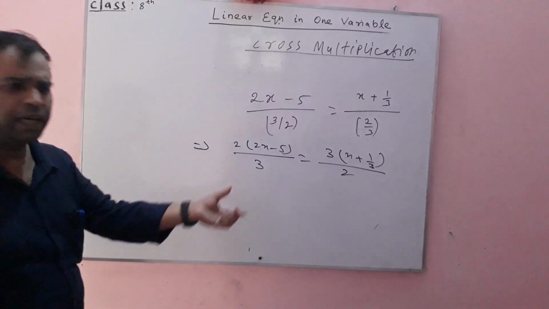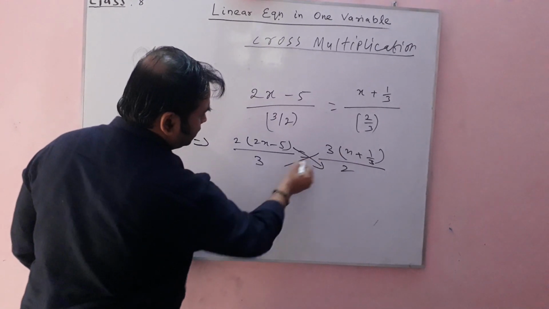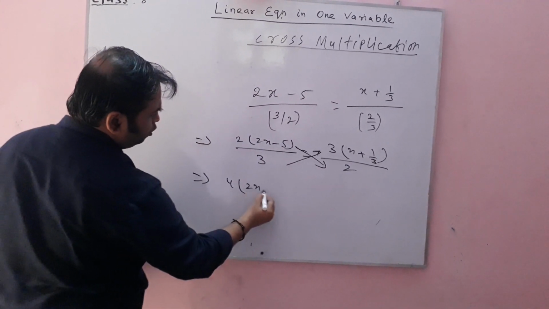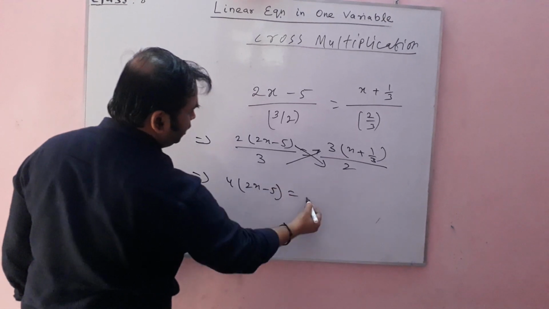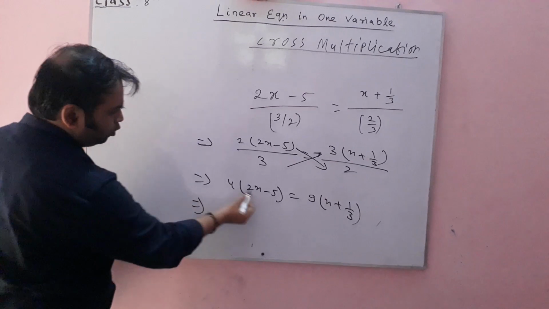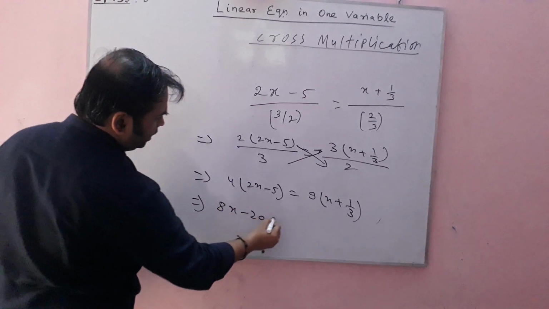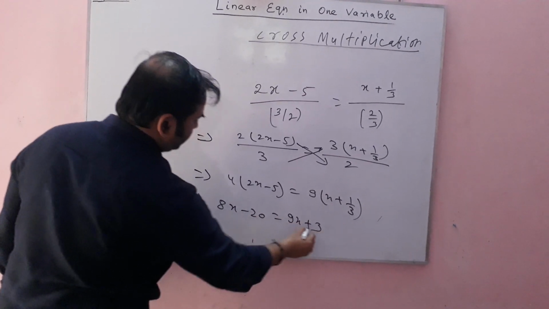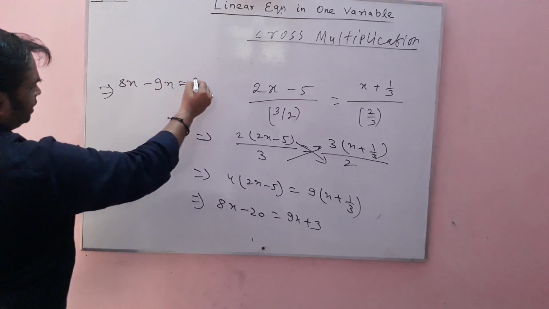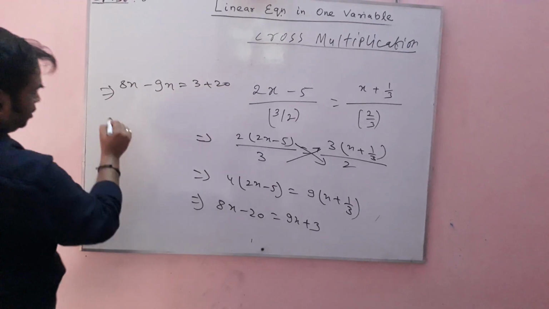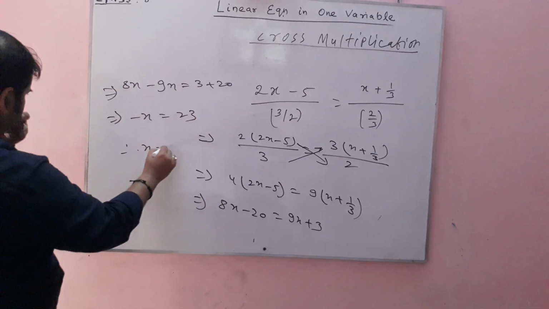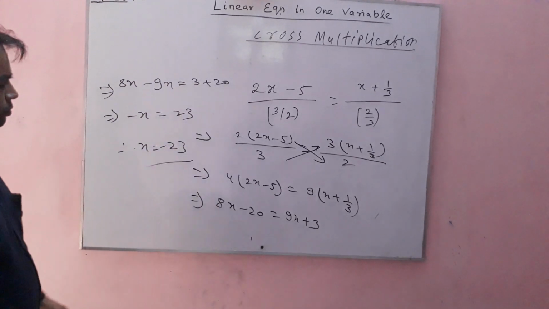Now it comes to the cross multiplication method. So 2 into 2, 4, into (2x minus 5) is equal to 3 into 3, 9, into (x plus 1) by 3. So 4 into 2x is equal to 8x minus 20, and here 9x plus 3. So now 8x minus 9x is equal to 3 plus 20, that means minus x is equal to 23. So the value of x is equal to minus 23.